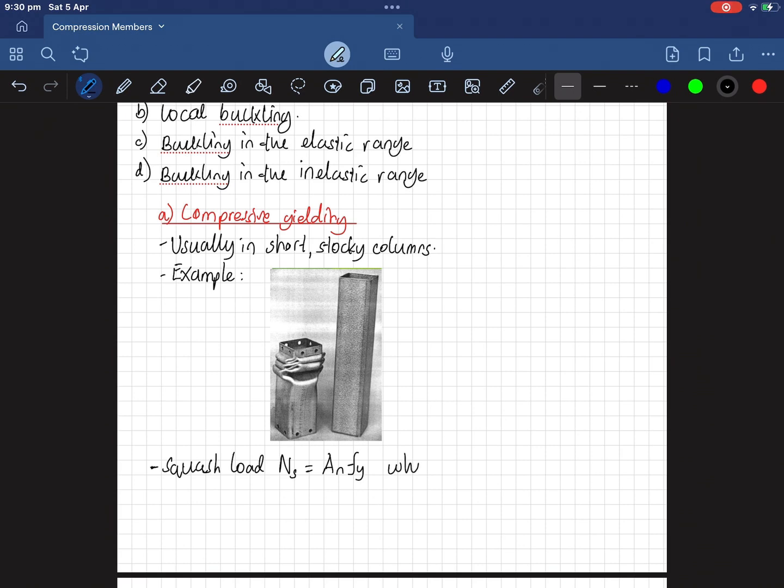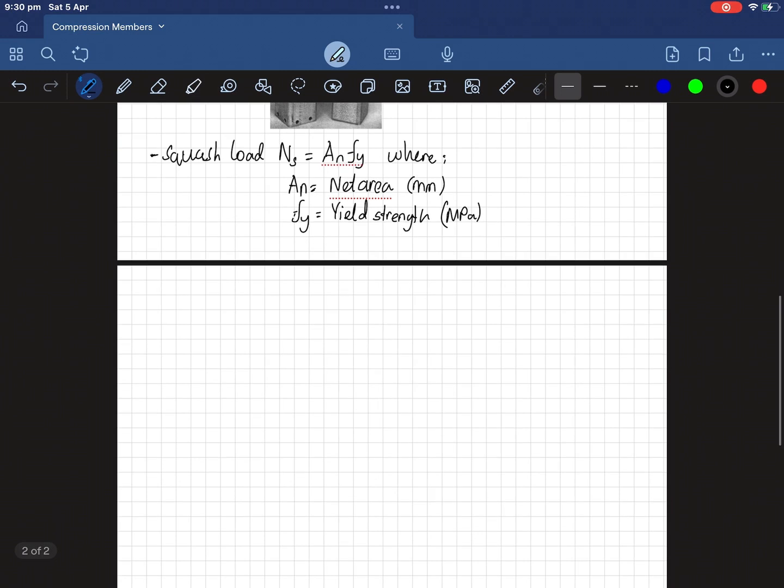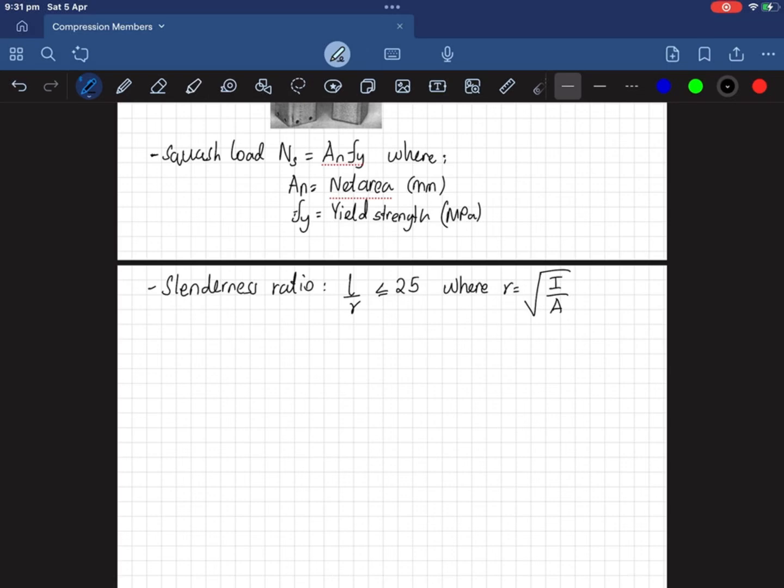The load at which this happens is called the squash load, and it's calculated using the formula An times Fy. An is the net cross-section area, so the whole area of the cross-section minus any holes, such as bolt holes or cutouts that you might have in your section. Fy is the yield strength of the steel you're using, so it could be 250 MPa, 300 MPa, 350, 400, etc. If your column doesn't really have bolt holes or cutouts, you might just use the gross cross-section area, Ag.